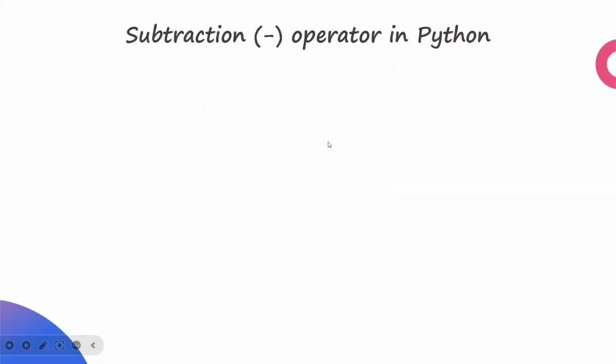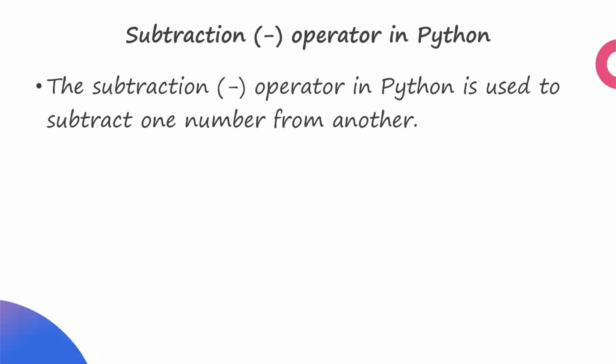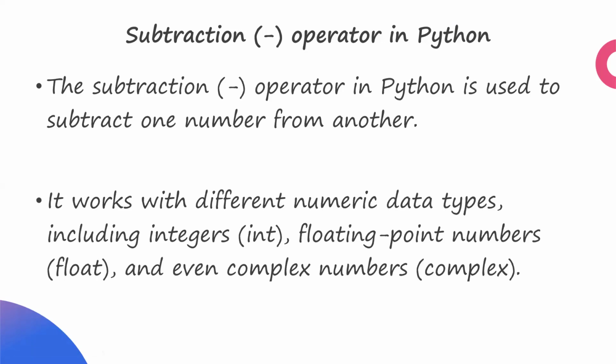First of all, the subtraction operator in Python is used to subtract one number from another. That is the basic function. If you want to subtract a number from another number, to get the difference between two numbers, you use the subtraction operator.